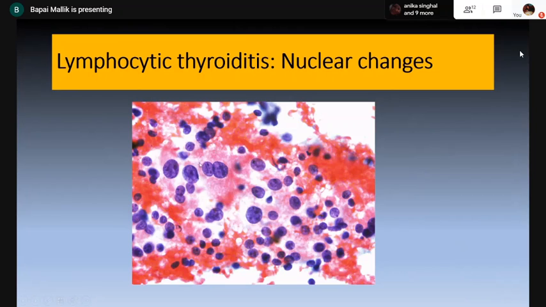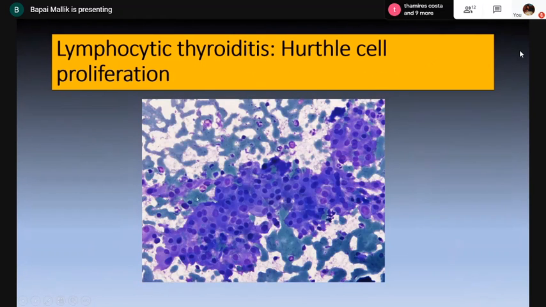So thus far it is okay. Enlargement of the nuclei, opened up chromatin, irregular nuclear outlines, and some suggestion of grooves. As I've said, you can also have an extensive degree of Hürthle cell proliferation, thereby bringing in the possibility of whether you are dealing with a Hürthle cell neoplasm overlying a Hashimoto's thyroiditis.